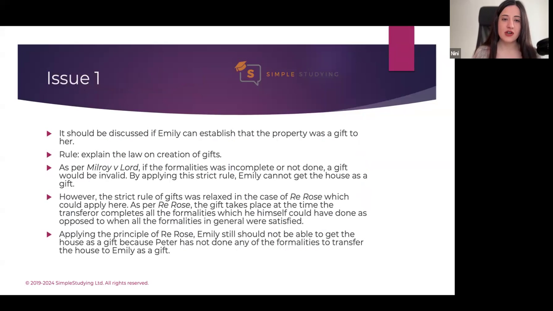The first issue that you should discuss is whether Emily can establish that the property was an effective gift for her. The rule is you have to explain the relevant cases. Milroy v Lord is the starting point, the orthodox principle. As per Milroy v Lord, if the formalities were incomplete or not done, a gift would be invalid. By applying this strict rule, Emily cannot get the house as a gift, because with no formalities, no property can be passed to Emily.